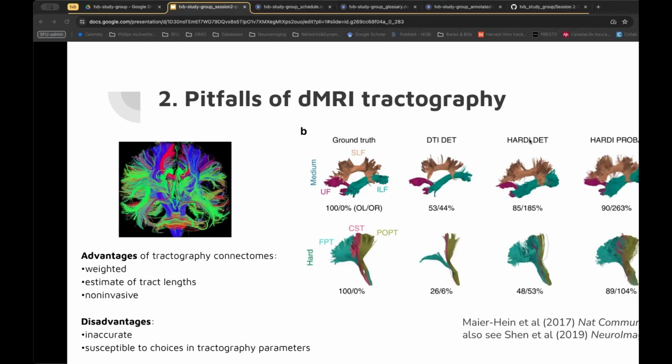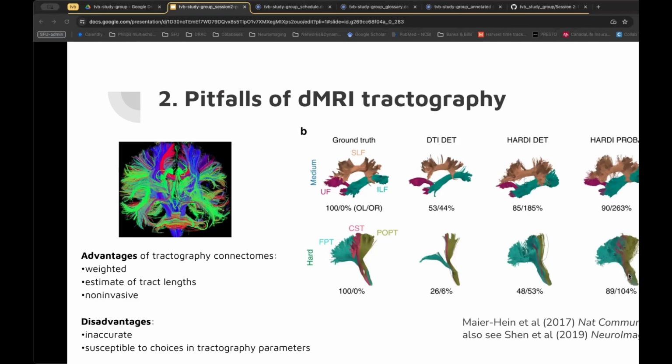So the first two columns here are deterministic tractography, and the third one is probabilistic. In deterministic tractography, what happens is you end up underestimating or undersampling your tracks, right? You get highly specific answers, but not very sensitive ones. It's got high specificity, but low sensitivity.